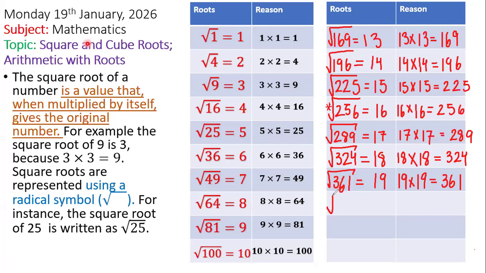And our last one is going to be 400. Woo! What's the square root of 400? 20. Very good. Why? 20 times 20 is 400.